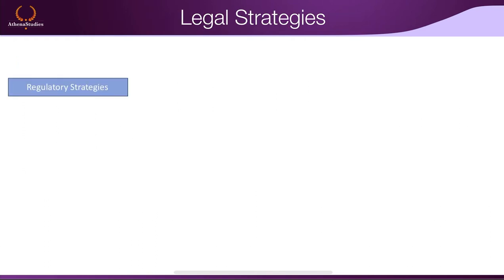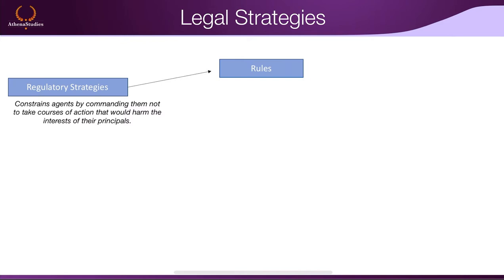We heard about regulatory strategies already. We said that we want to constrain the agents. So we constrain the agents by commanding them not to take courses of action that would harm the interests of their principals. So, how can we do this? First, we can have some rules which require or prohibit specific behaviors. And second, we can have general standards which leave the precise determination of compliance to the adjudicators after the fact.